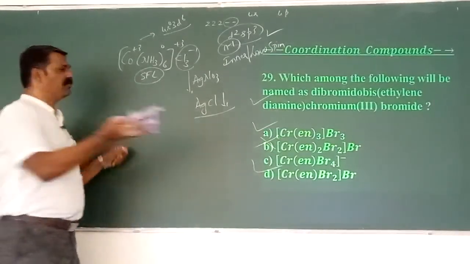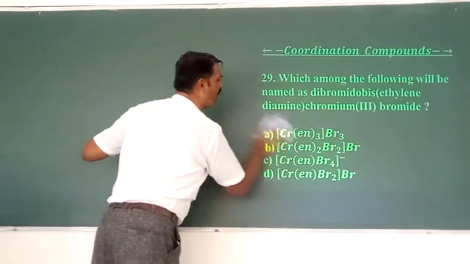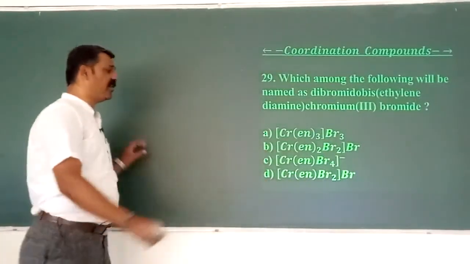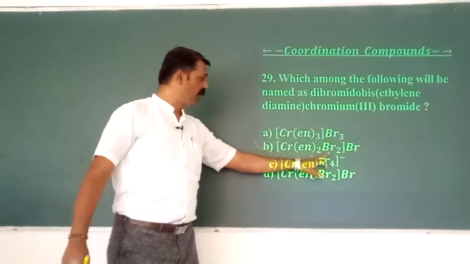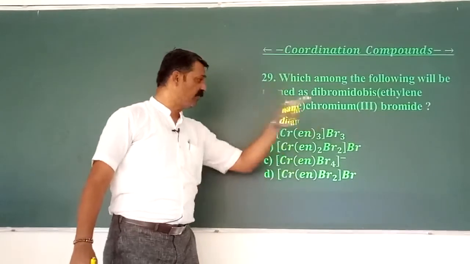Let's move to the 29th here. Which among the following is named as dibromidobis(ethylenediamine)chromium(III) bromide? Bis means twice. Dibromido, I think it is B. 29, B directly. That's the direct IUPAC name for the compound. It is dibromidobis(ethylenediamine) with chromium in the plus 3 state, with Br minus outside. Therefore, it is 29, B.